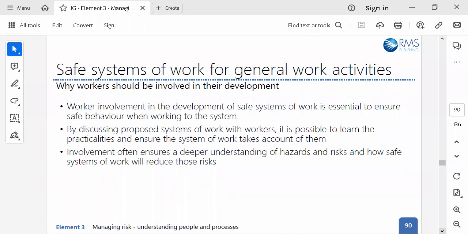Workers' involvement in the development of such safe system of work is essential to ensure safe behavior when working to the system. By discussing the proposed system of work with workers, it is possible to learn the practicalities and ensure the system of work takes account of them. Involvement often ensures a deeper understanding of hazards and risks and how the safe system of work will reduce those risks. It's important that we involve the workers because they will work on their system. If they are involved, they will learn. In front of them, we will prepare everything.